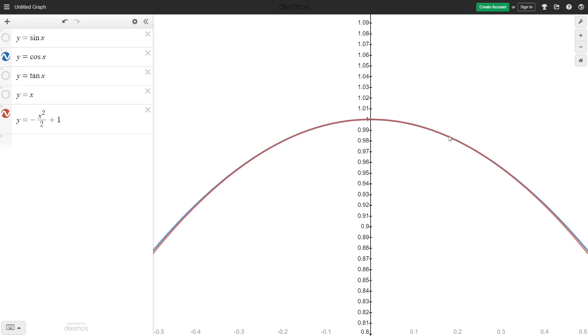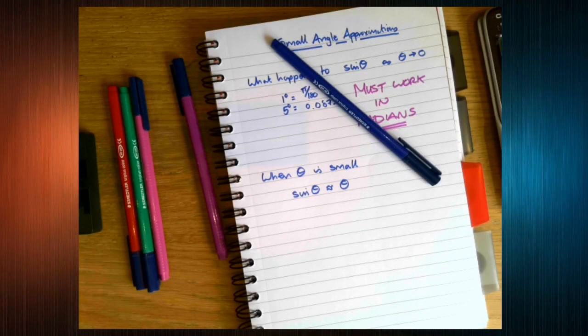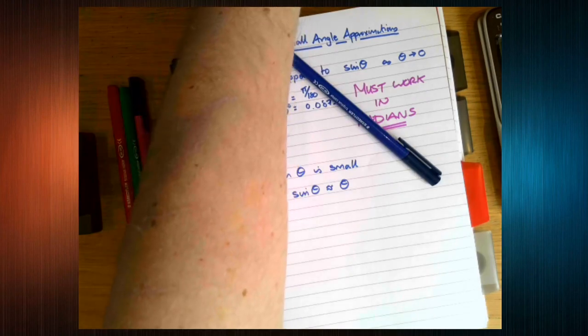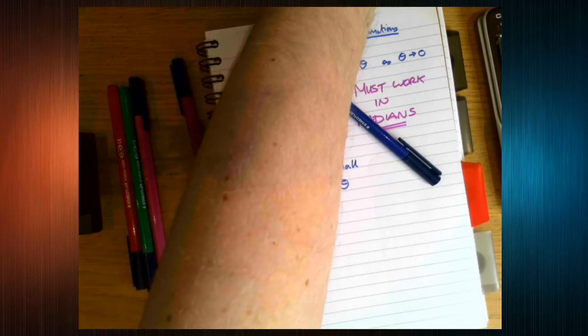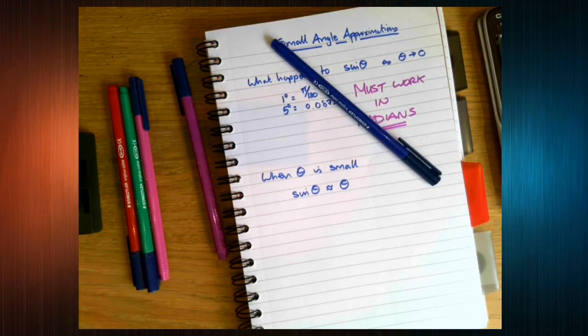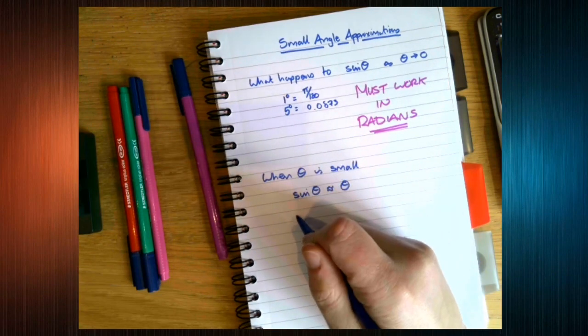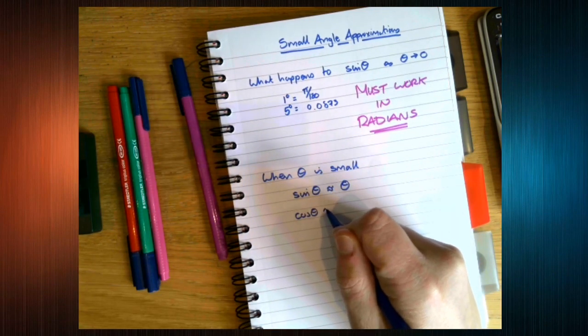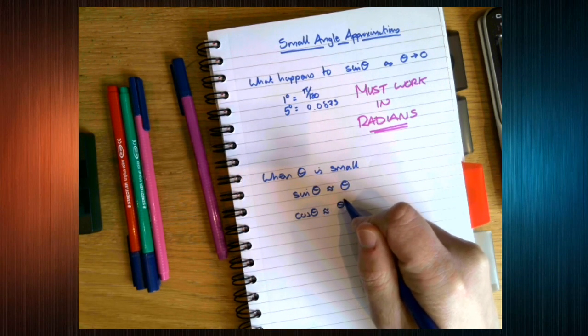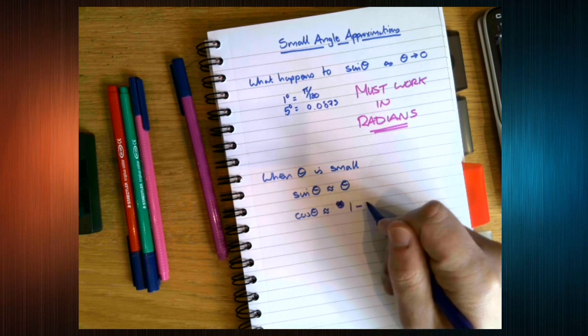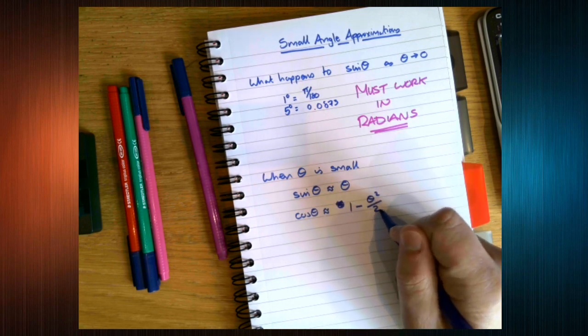for our cos x graph. So that's going to be our next approximation. That cos x, when theta is small, cos theta is approximately equal to 1 minus theta squared over 2.